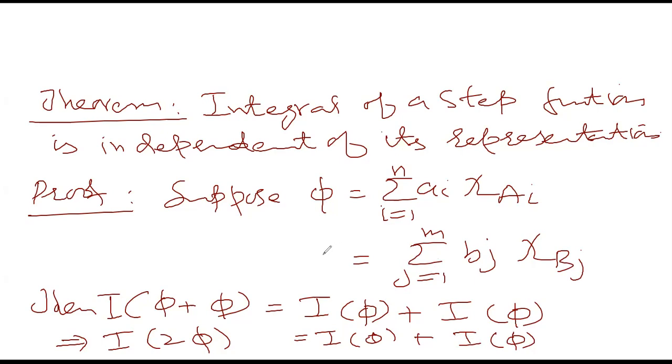So then you can see that I can pull out this 2 from this integral. I can write this as twice the integral of phi is equal to the integral of phi plus the integral of phi. So these two are not equal in general, because this integral is with respect to this representation and this integral is with respect to the other representation.